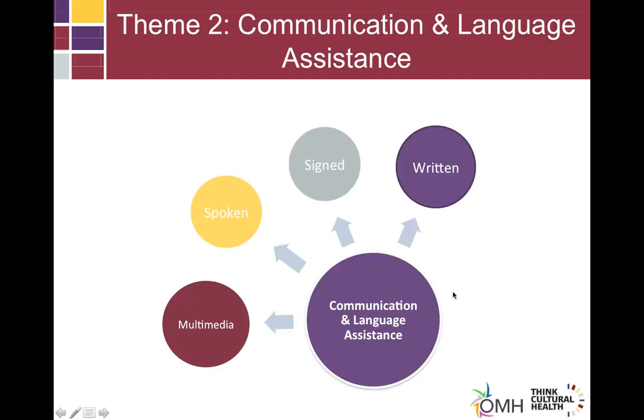Now we're going to move on to Theme 2, Communication and Language Assistance. This broadens the understanding and application of appropriate services to include all communication needs and services, including sign language, braille, oral interpretation, and written translation. The standards in this theme will help organizations comply with requirements such as Title VI of the Civil Rights Act of 1964 and the Americans with Disabilities Act of 1990, and other relevant federal, state, and local requirements to which they may need to adhere.